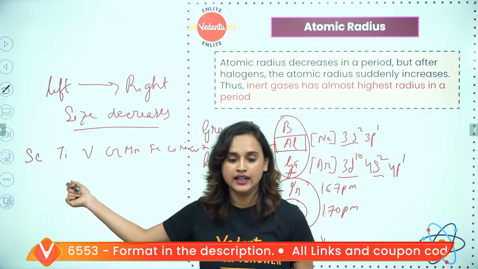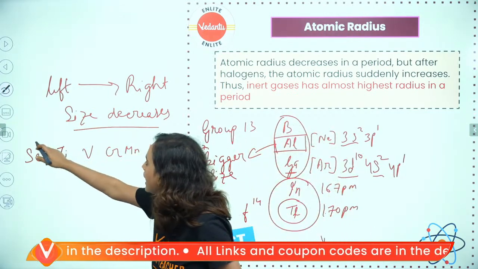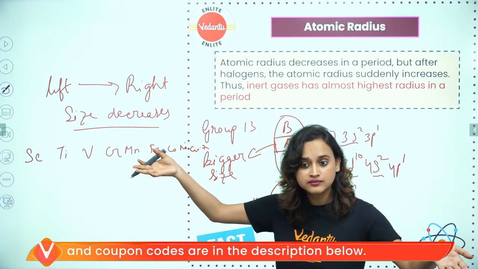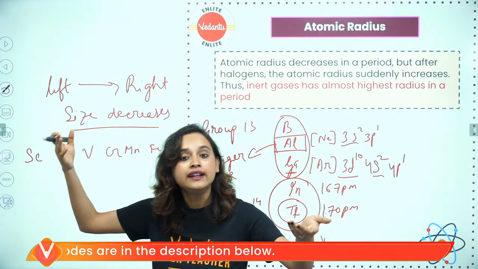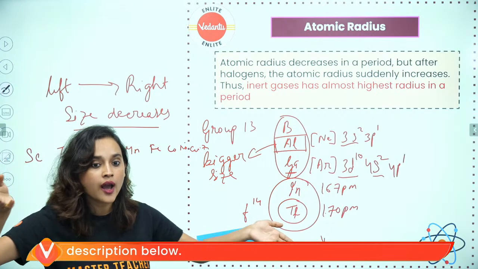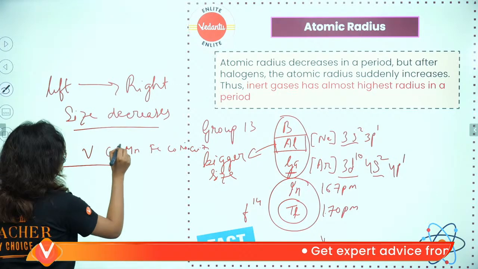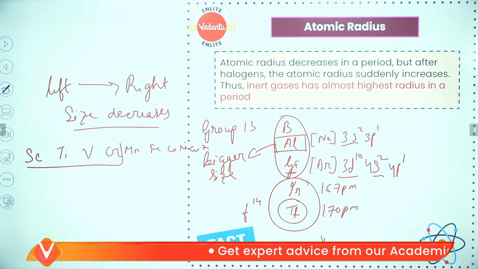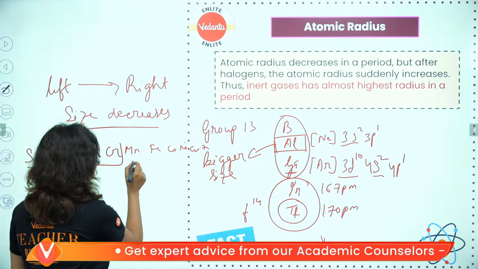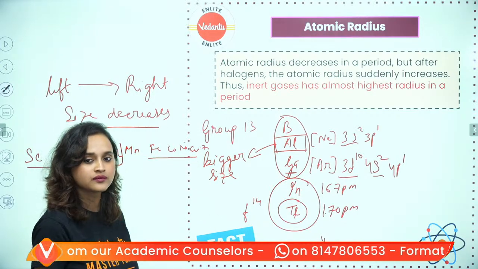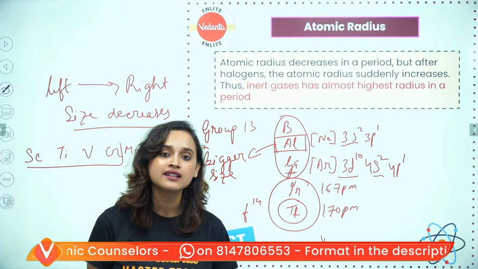Again, everybody, do we understand that as we go left to right across a period, the size should decrease? Yes, but what happens? We see that the size decreases till here. But then from here, we see that the size almost remains same.